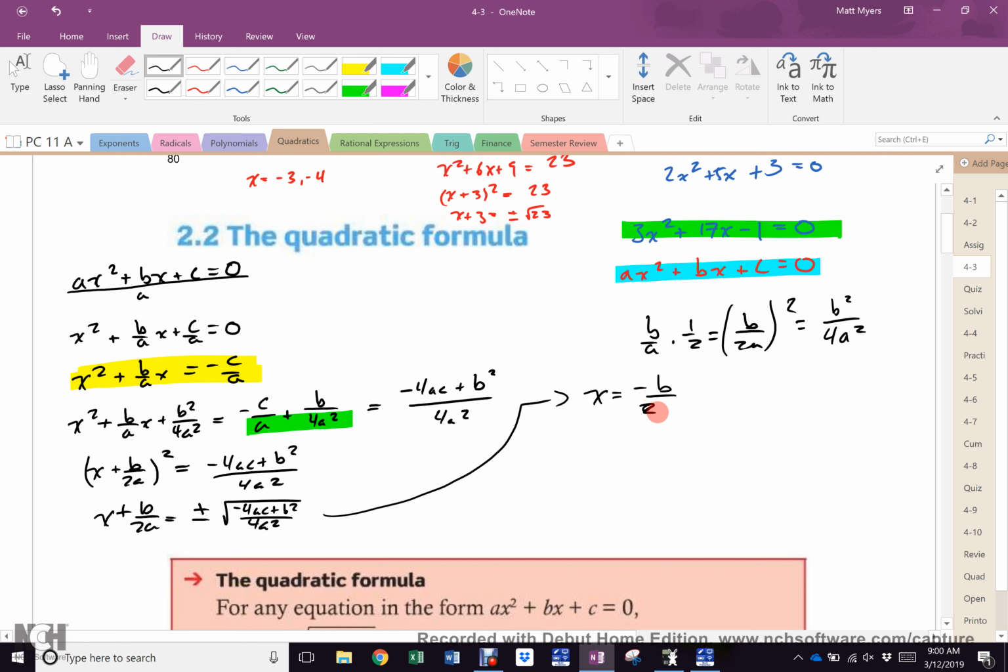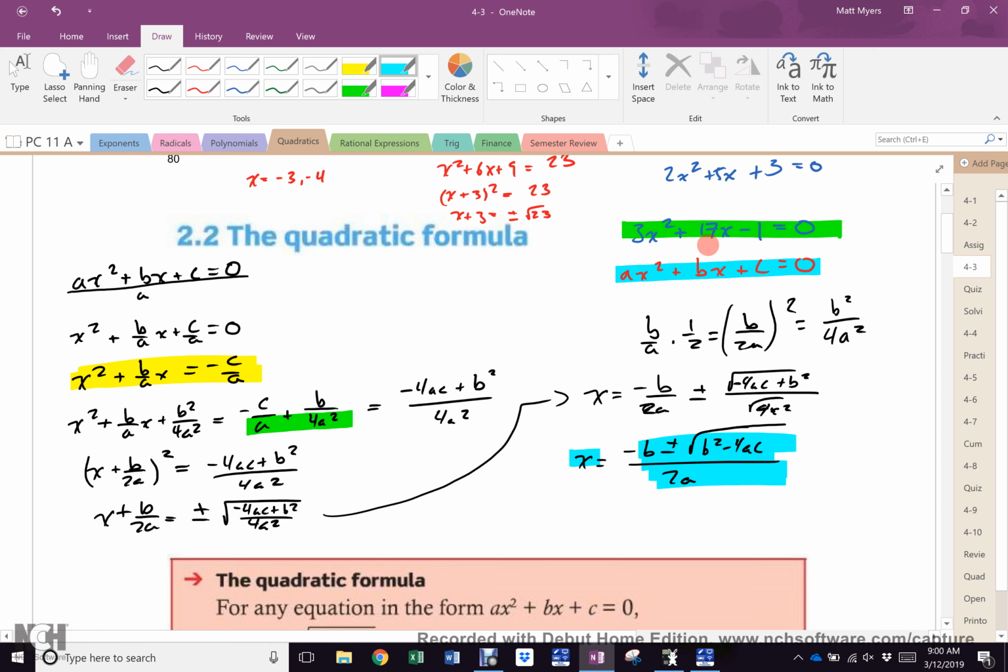Negative B over 2A plus or minus the root of negative 4AC plus B squared over the root of 4A squared, right? What's the root of 4A squared? Negative B plus or minus the root of, this is going to be over 2A. We like to reverse the order because we don't like a negative at the front, right? So it's going to be B squared minus 4AC. Now please notice, x equals all that.